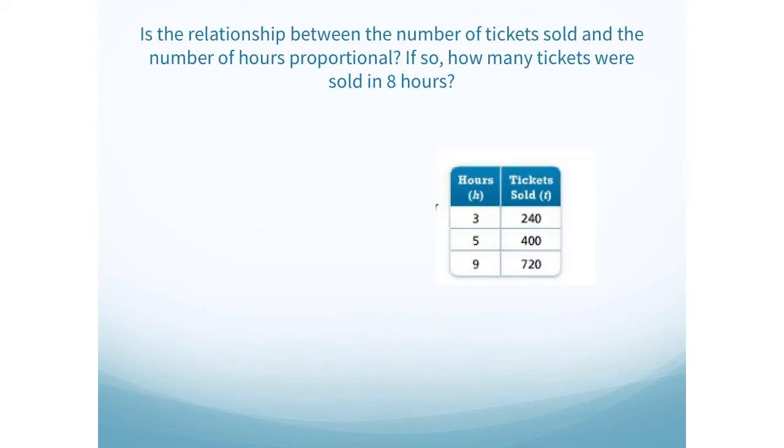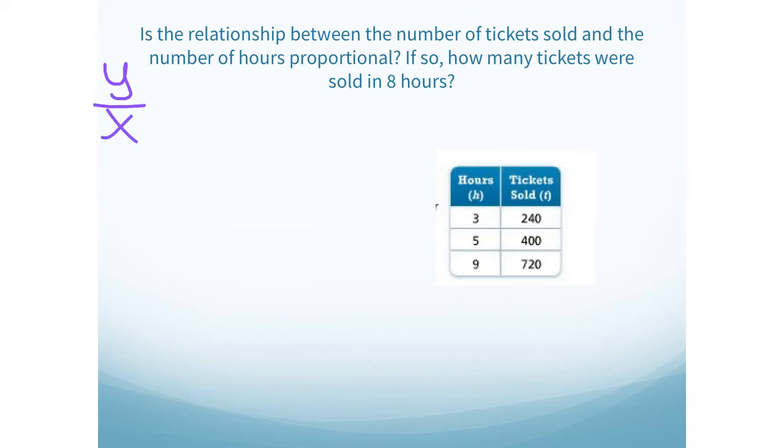Question number 6. Is the relationship between the number of tickets sold and the number of hours proportional? If so, how many tickets were sold in 8 hours? Let's focus on the first part of the question, because if our table is not proportional, you cannot answer the second part of the question. We want to find out if the things are proportional. And in order to determine if a table is proportional, we want to divide y over x.